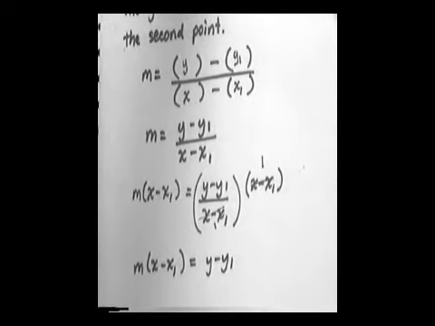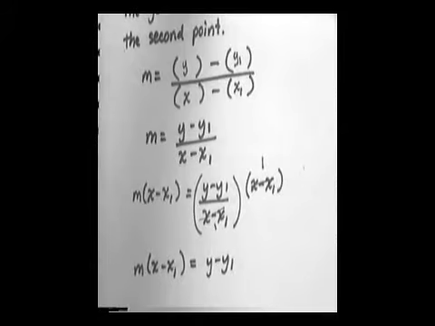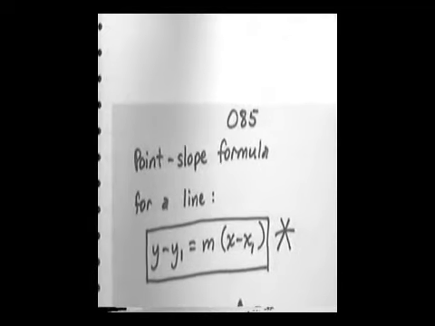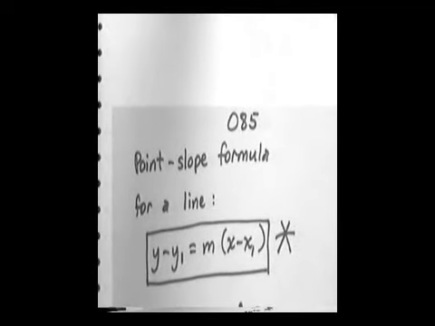It still, however, is not written quite the way the formula is typically given. We typically have the y expression on the left and the m times the x expression on the right. That is, we simply swap sides for the two parts of the equation. When we swap sides, we get what is called the point-slope formula for a line. Here it is. Point-slope formula for a line. It is y minus y1 is equal to m times x minus x1.